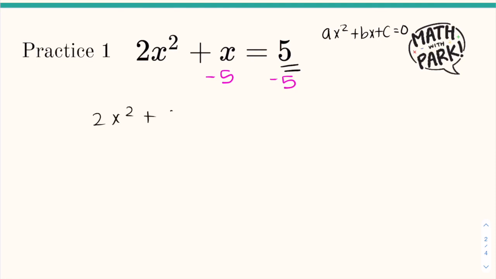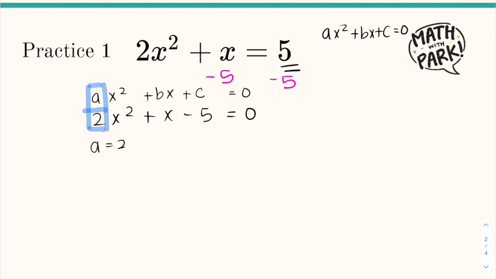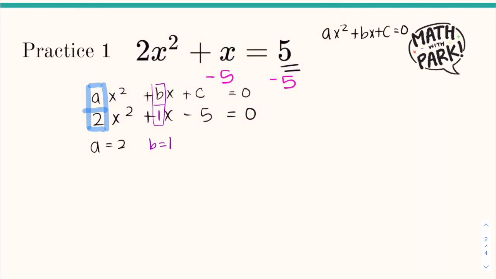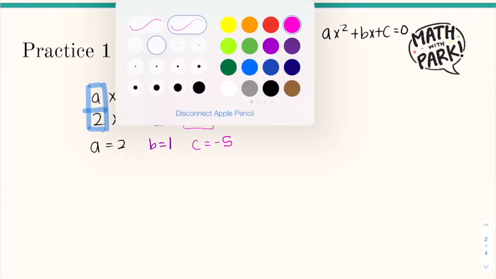2x squared plus x minus 5 equals 0. Then the next step was to identify the values of a, b, and c. A is in front of x squared, b is in front of x, and c is a number by itself. Therefore, a is 2. Do you see how it parallels? So a is 2. B, and since there's nothing in front of x, we know b is 1. And c will equal -5. Using these values, we'll plug it into the formula.